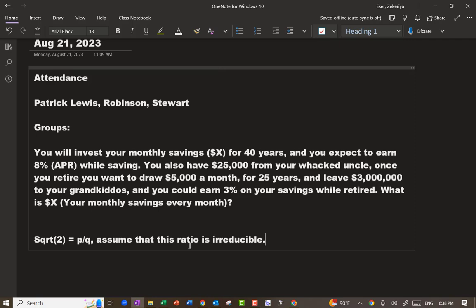Okay. Now, square both sides. And this will imply 2 equals P times P divided by Q times Q, or P times P equals 2 times Q times Q.